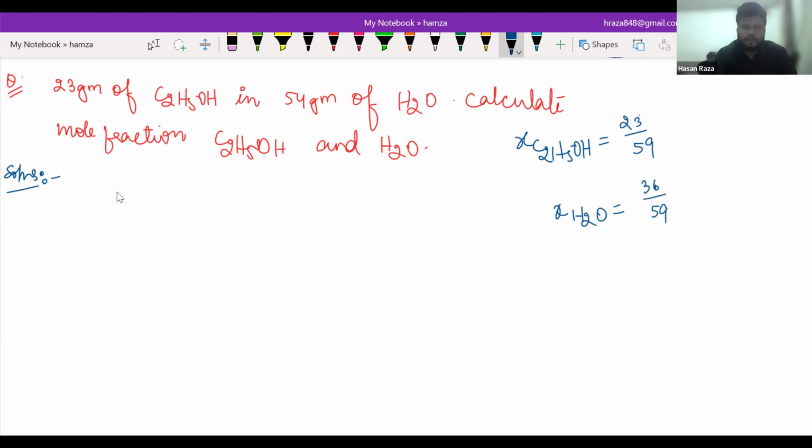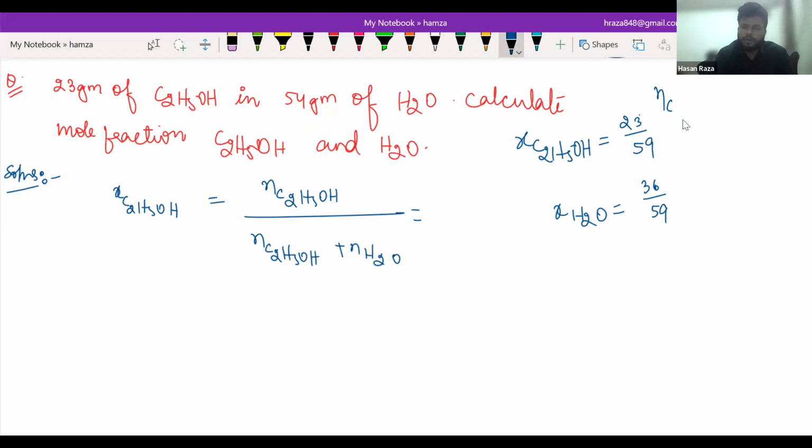Hamza, just see, mole fraction of C2H5OH will be equal to number of moles of C2H5OH upon number of moles of C2H5OH plus number of moles of H2O. Number of moles of C2H5OH will be equal to given mass upon molar mass. Molar mass of C2H5OH is 46, right, Nora? So it will be half mole. Again, number of moles of water is 54 divided by molar mass 18. It will be 3 moles.